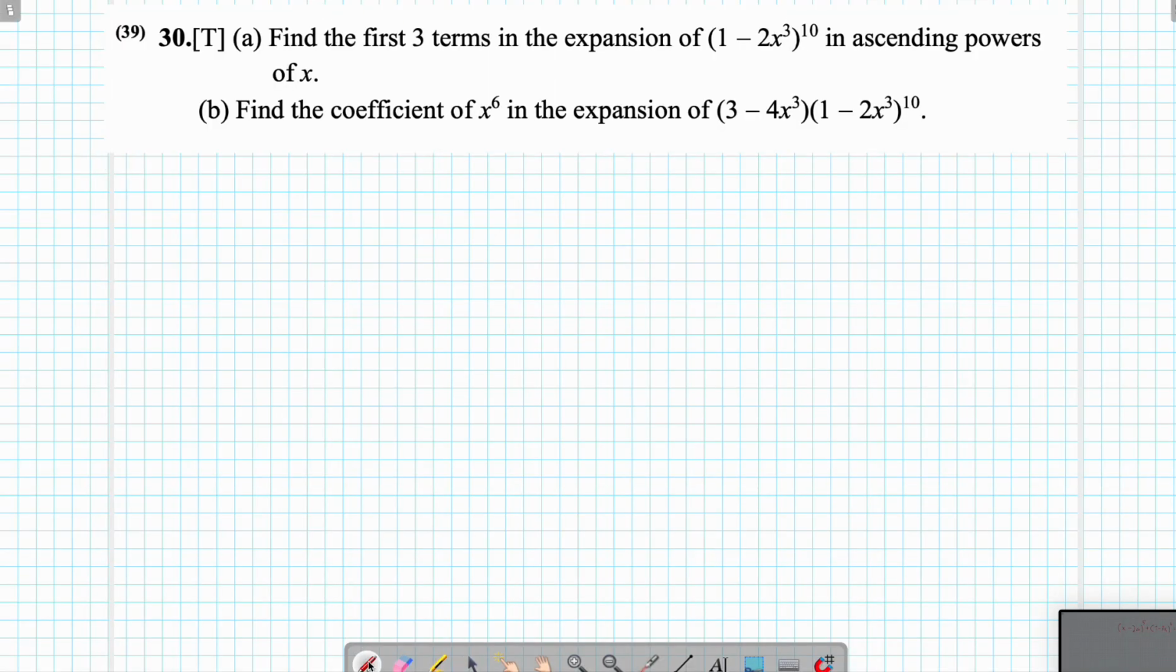For the second last question of this video, question 30: find the first three terms in the expansion of (1 - 2x cubed) all to the power of 10 in ascending powers of x. Then find the coefficient of x to the 6 in the expansion of (3 - 4x cubed) times (1 - 2x cubed) to the 10.